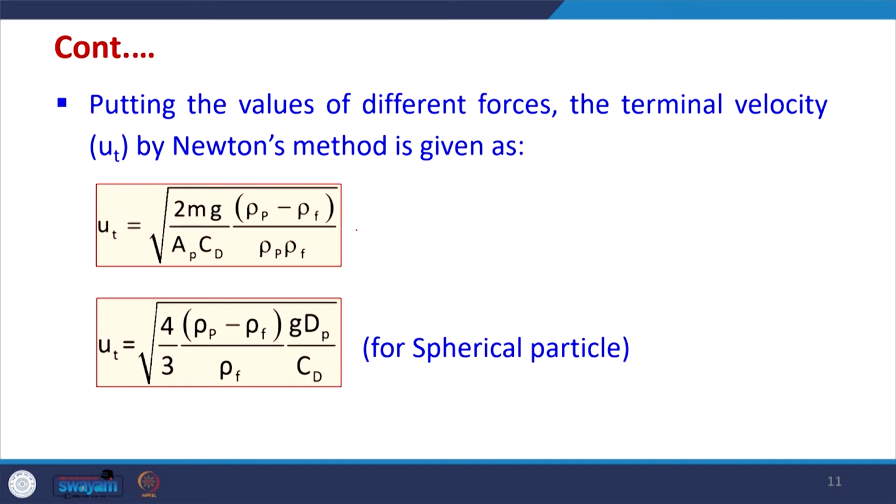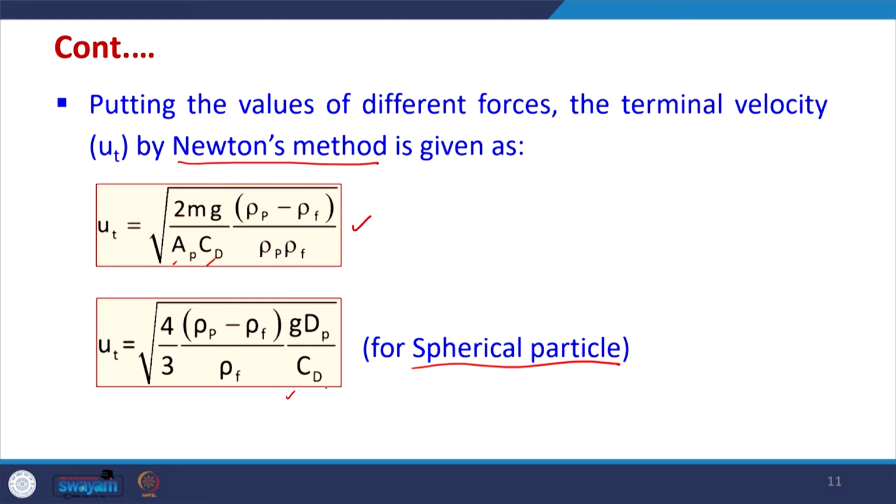So, terminal velocity can be calculated without replacement of AP and CD. We can calculate like this, but if we assume the particle to be spherical, then we can substitute the value of AP in this particular equation, and the equation will become like this. So, this is the terminal velocity as calculated by Newton's method. This is the terminal velocity which is given.